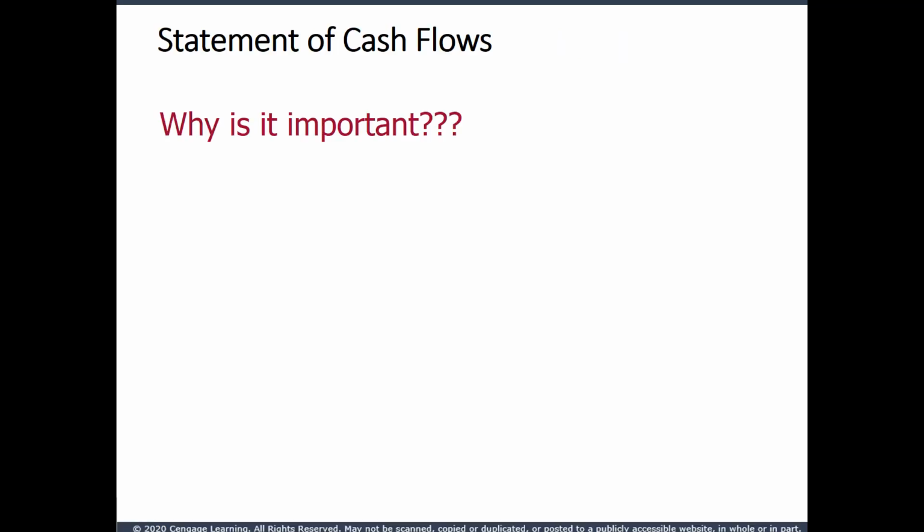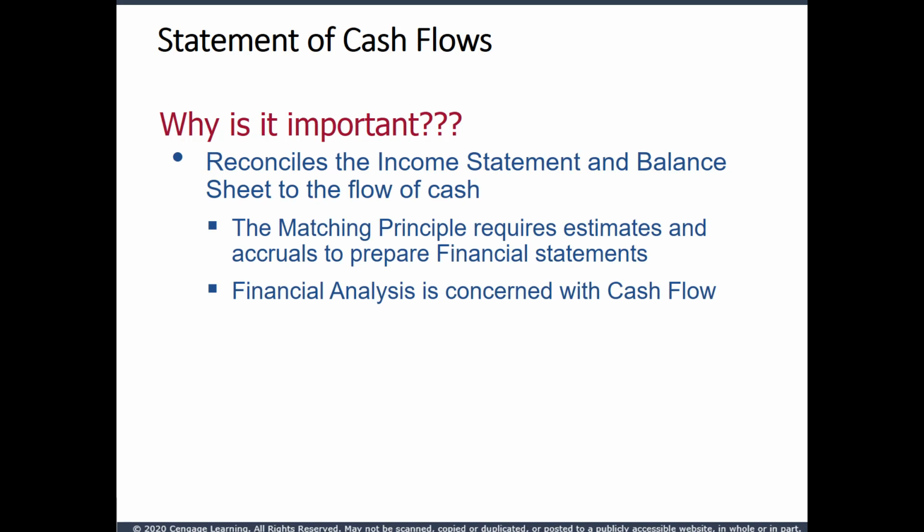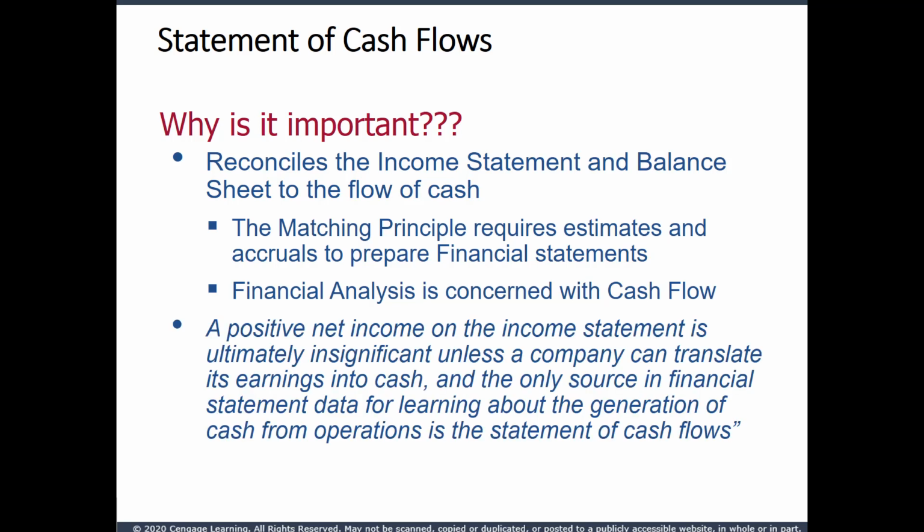Let's look at the last of the 4 financial statements, the statement of cash flows. This is an important statement. This is the only place where accounting numbers are reconciled to cash. Accounting's matching principle requires estimates and accruals. Financial analysis is concerned with cash flow. Balance sheets and income statements can and are manipulated. Cash cannot be manipulated. Either you have it or you don't. A firm needs to translate sales and earnings into cash.